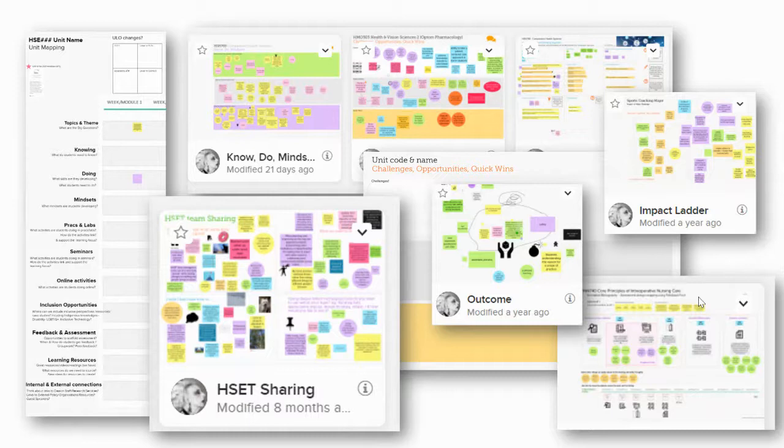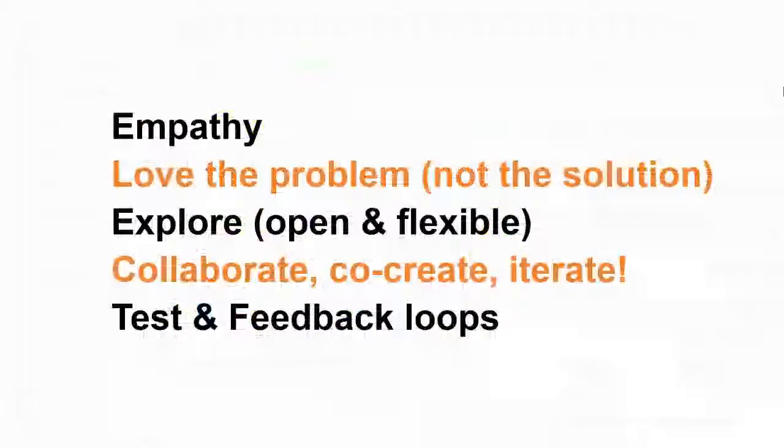You can see on the side too, we've got a more formal unit mapping version over a 13-week period with prompts around that knowing, doing and mindsets again, but what else is going on for those students? What's happening in their seminars? Where are the inclusion opportunities? And visually mapping that stuff that we all know and use in our practice does make a difference, as Susie mentioned.